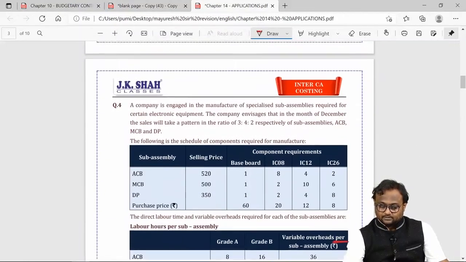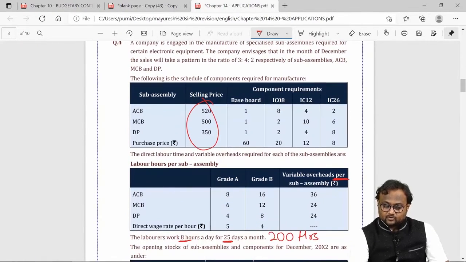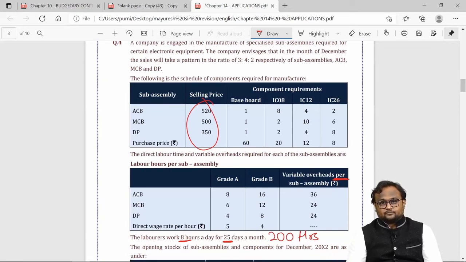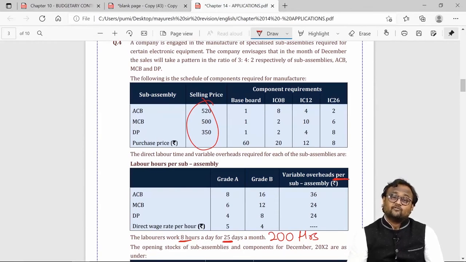See, I have selling prices of all three products. From this selling price, if I reduce variable cost per unit, I will be left with contribution per unit of each product, which can be equated to 19,57,200 by doing some calculation, and things will be simple. You understood this? Yes. So what are we supposed to do?